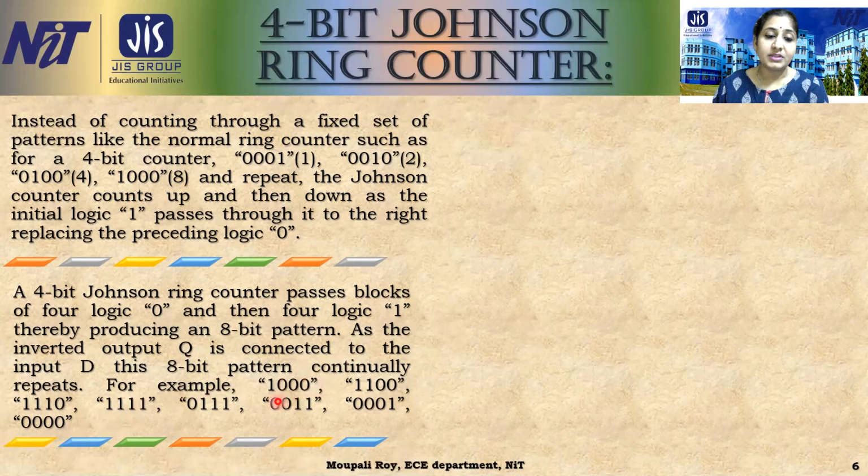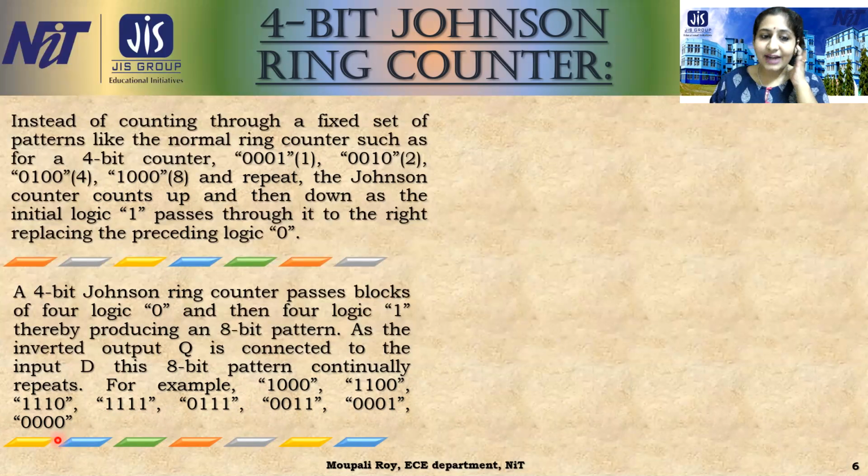For this example, suppose for the first one we connect the 1 there. So 1 0 0 0. The next one is 1 1 0 0. Then in that way, when we get 0 0 0 0, see 1 2 3 4 5 6 7 8. So for the ring counter we are getting 1 2 3 4 states, and for the Johnson counter we are getting 1 2 3 4 5 6 7 8 states.